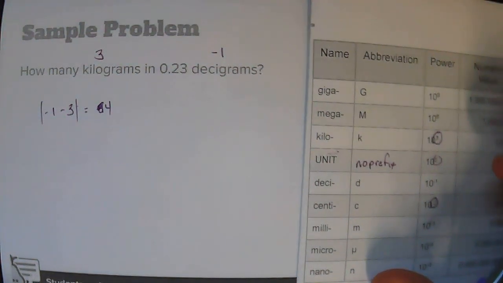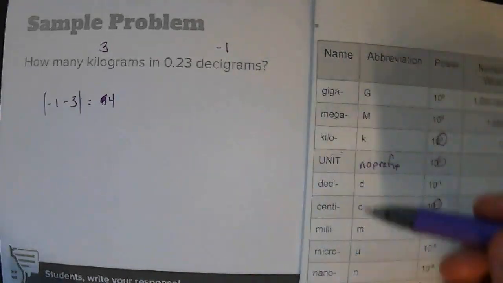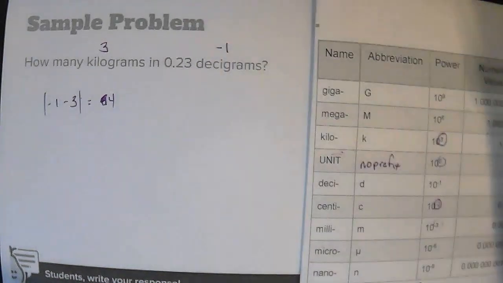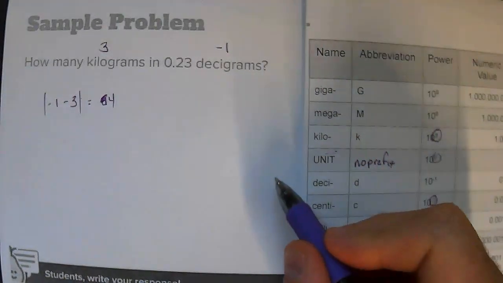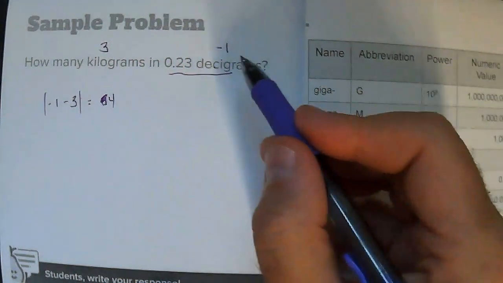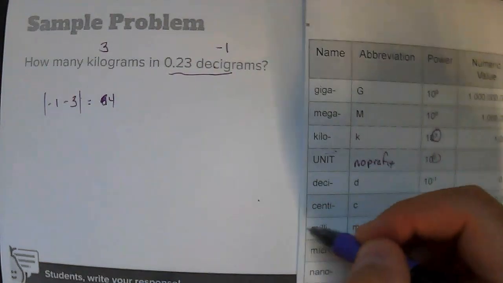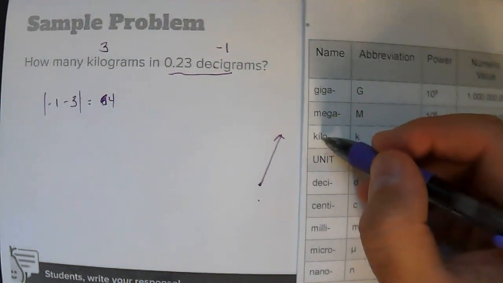Okay, and then we're going to decide, we've been going down a lot. Are we going to go up or down? Okay, so let's see here. So we're at deci, right? We started at deci. Start with the number. We're at deci, and we're going to go up this time to kilo.